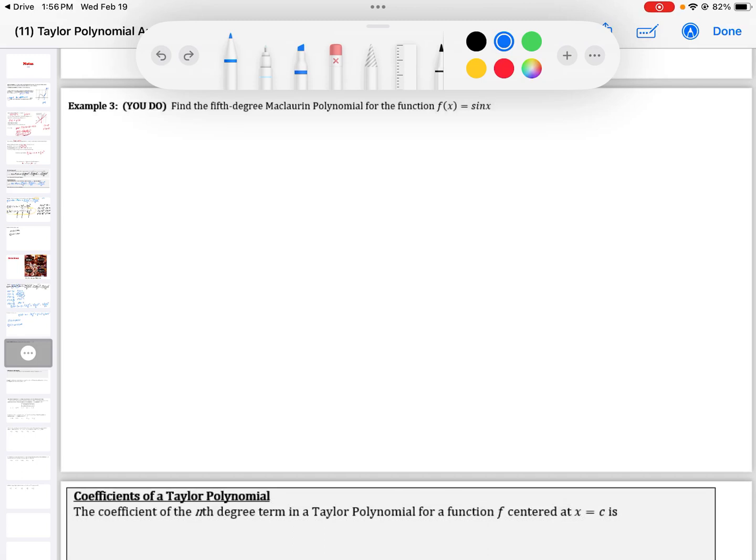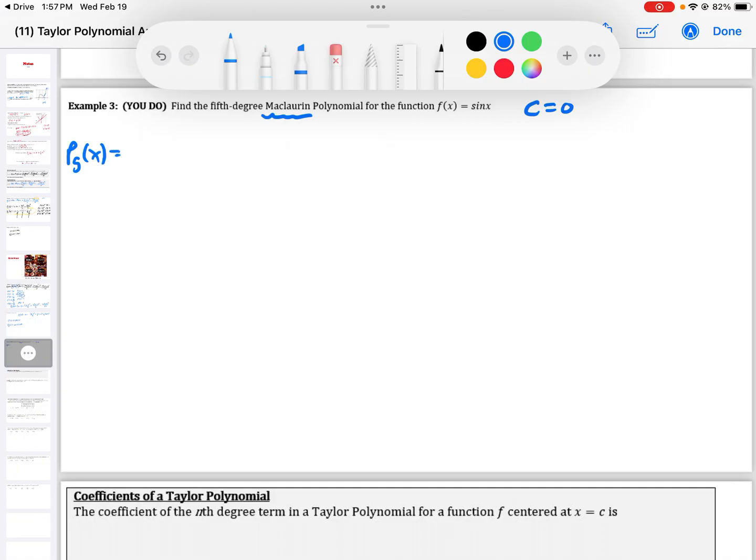All right, this one says find the fifth degree Maclaurin polynomial for the function f of x is equal to sine x. We're just wanting to find a polynomial that would help us approximate. I can plug in numbers easier to the polynomial for x numbers around 0. So our center this time is 0 because it says Maclaurin. Taylor polynomials centered around 0 are just a special Maclaurin polynomial.